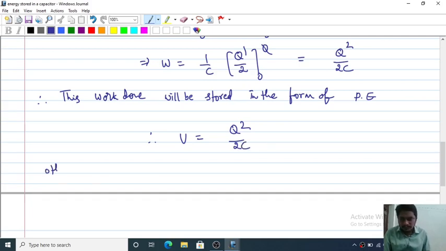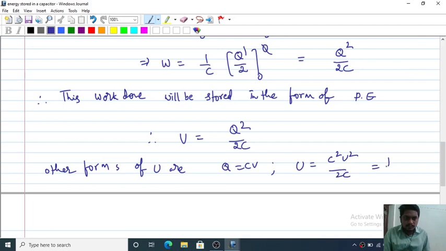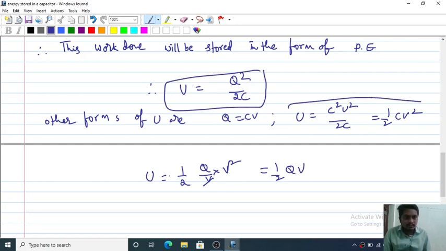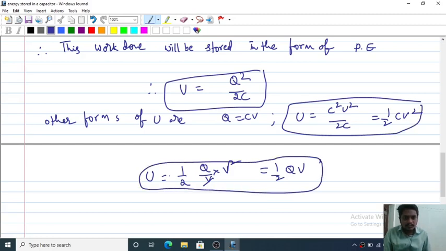The other forms of potential energy U: q equals cv, which implies U equals c square v square by 2c, which equals half cv square. It can also be written in terms of q and v. Writing it in qv form, half cv square equals half of q by v into v square; v gets cancelled, so U equals half qv. So these are the potential energy expressions: q square by 2c, half cv square, and half qv.